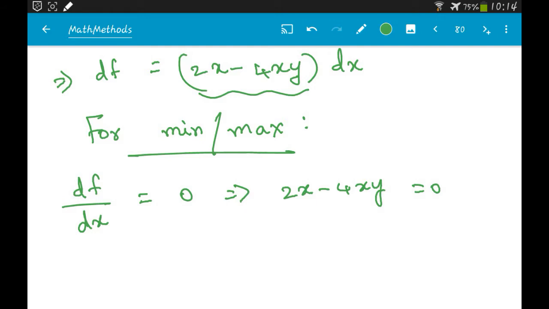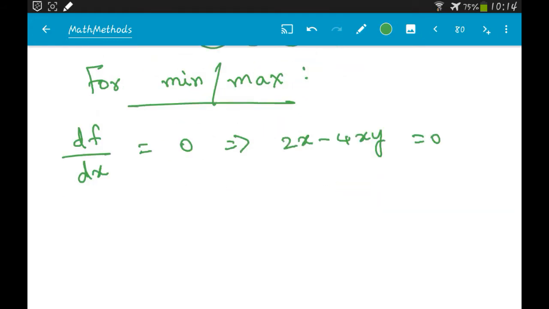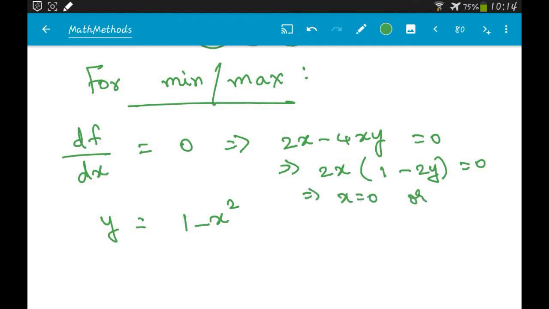And this gives us a condition for y. So this is one equation, and then we already have another equation, which is y is equal to 1 minus x square. So from here we can take 2x as common, 1 minus 2y is 0. So we'll either get x equal to 0 or y is equal to half.